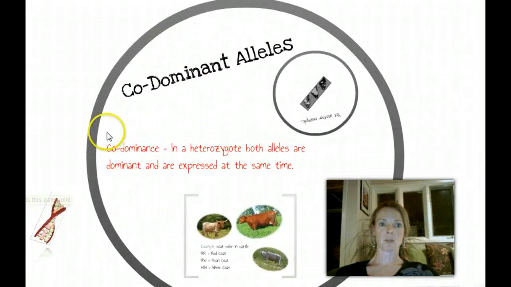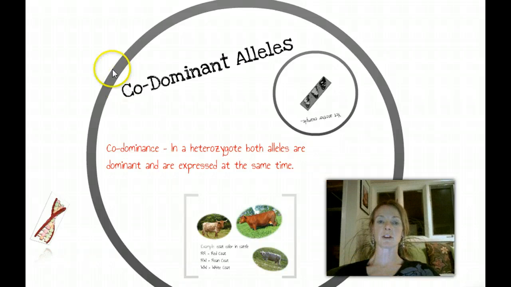So let's start off with something called codominant alleles. As I go through some of these things, I'm going to give you examples of what these are, and you're going to notice that some things sound similar, but there are ever so slight differences. For the most part, you're going to see a lot of similarities in some of these concepts.